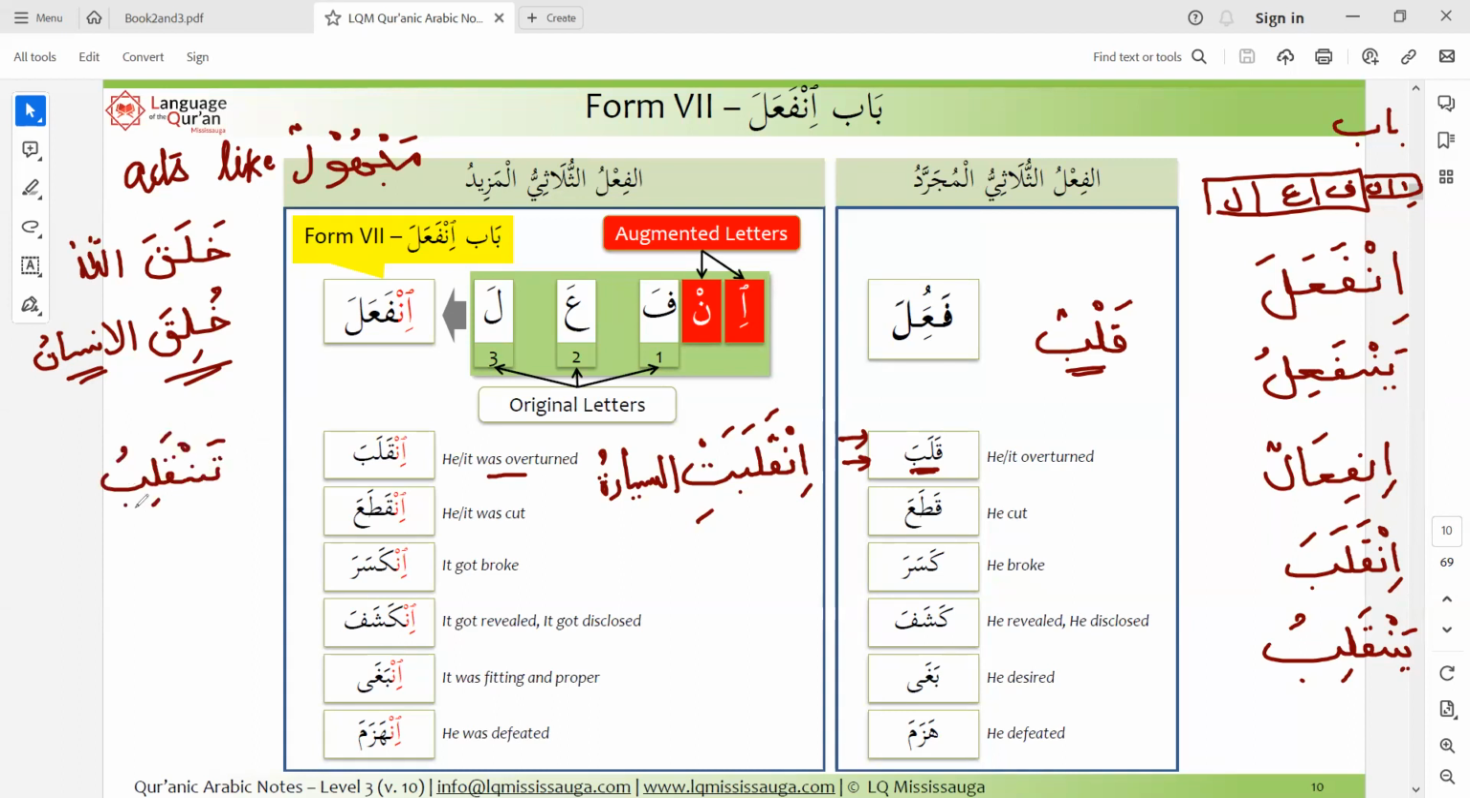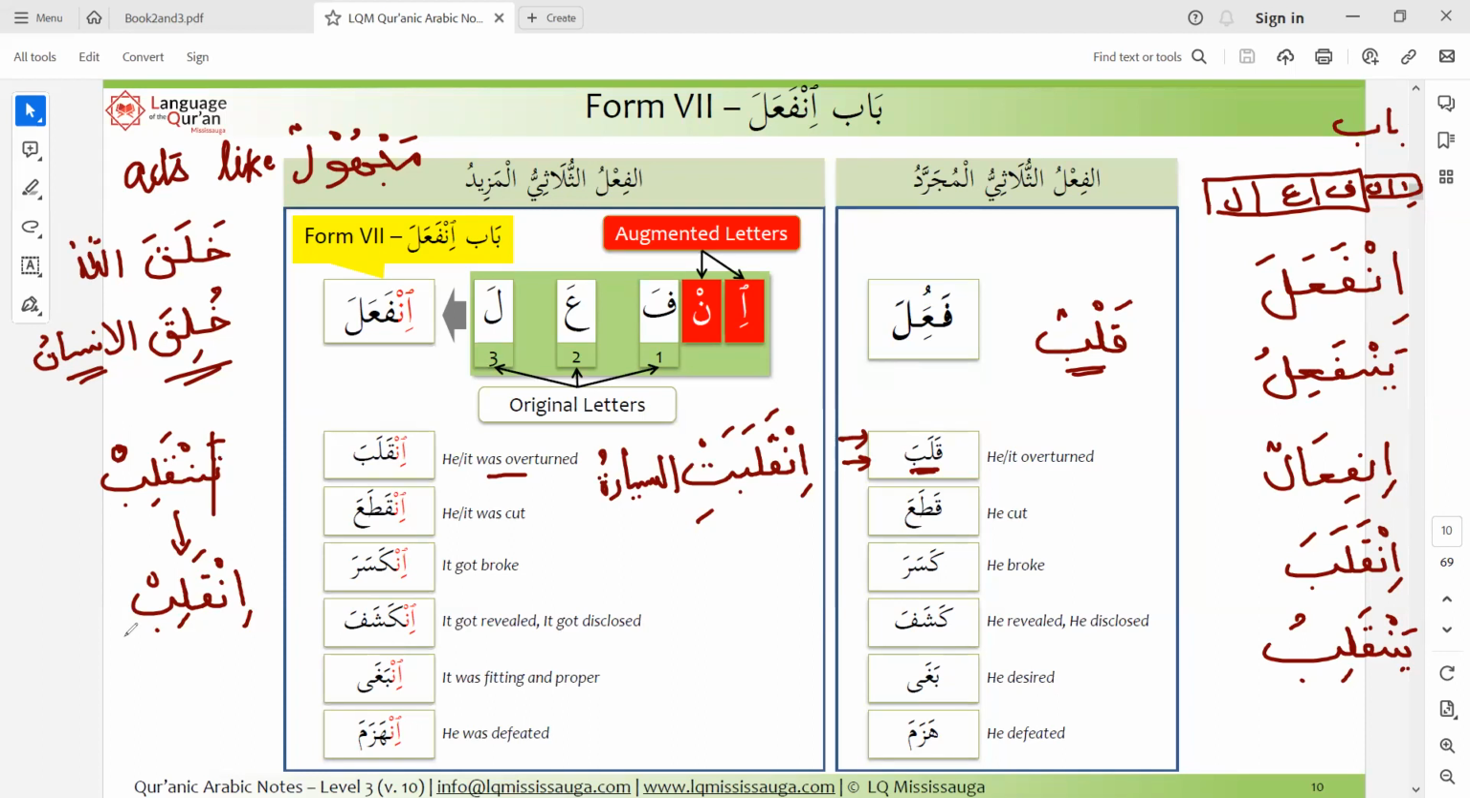Okay. So when we make amr from this, what do we do? We drop the alamat fil mudari' and we put a sukoon in the lam kalima, and then this hamzatul wasl will of course come back. Okay. So we say, what do we say? Inqalib. Okay. Inqalib, inqaliba, inqalibu, inqalibi, inqaliba, inqalibna. Okay. So you should make the rest of the isnad from inqalaba, yanqalibu, or inqalib for amr.